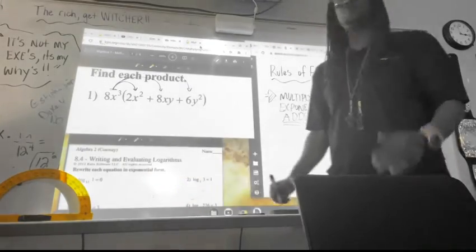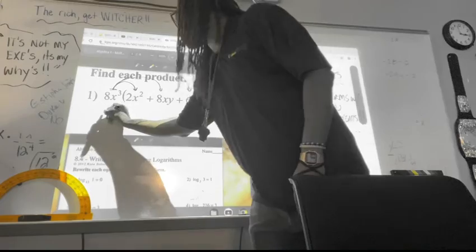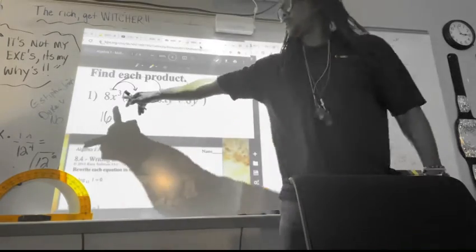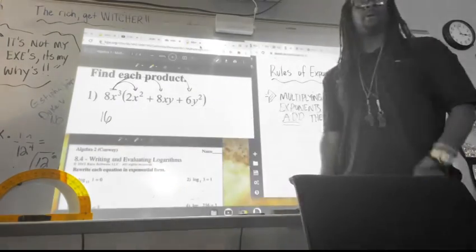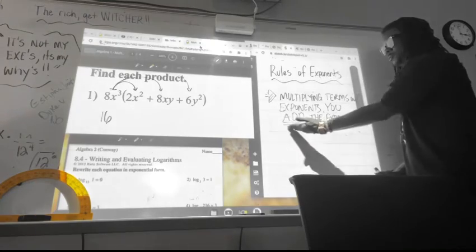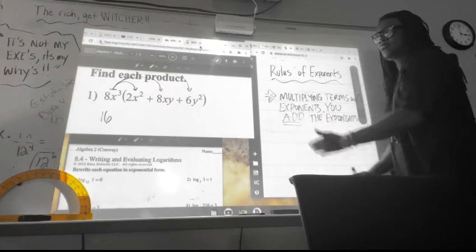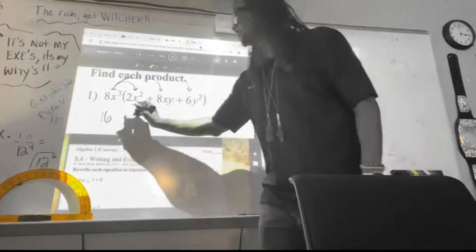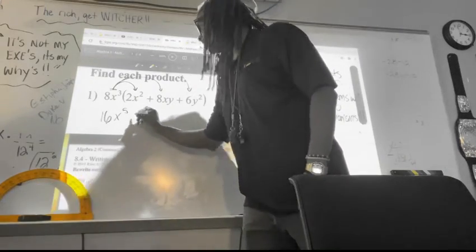8 times 2 makes what? 16. X to the third times x squared. Because you do what to the exponents? Add. You've got 3 x's here, 2 x's there, becomes x to the fifth.